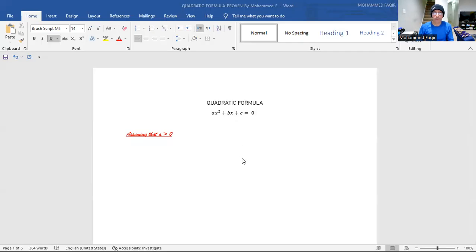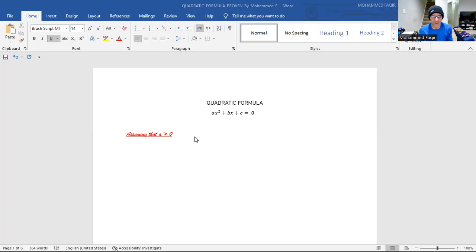I put in this assumption, and we'll get to it as we go through the proof. This can be helpful for students who want to understand where the quadratic formula came from and how it ended up to be x equals minus b plus or minus square root of b squared minus 4ac over 2a. How and why is that?